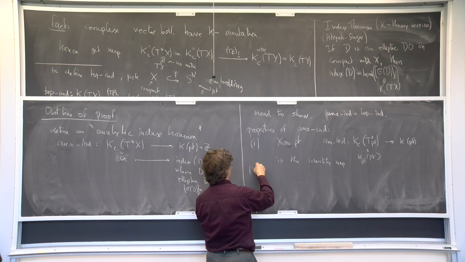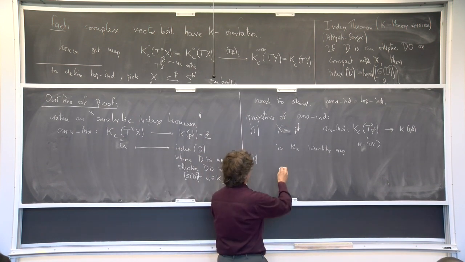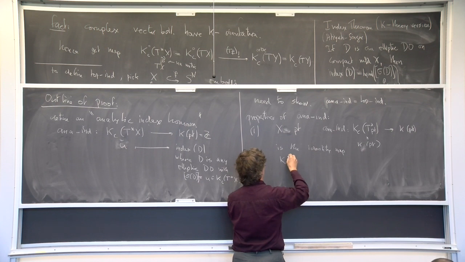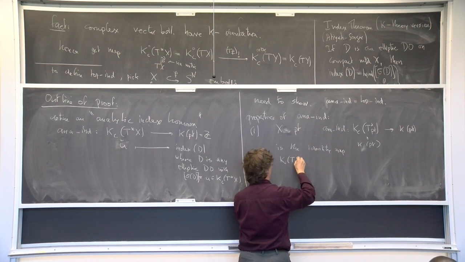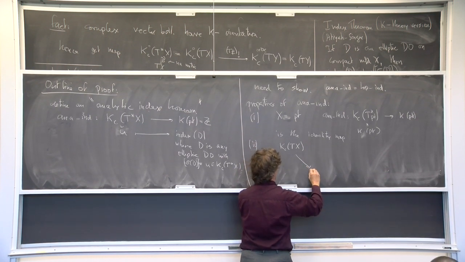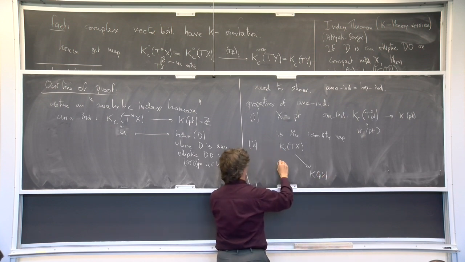Okay. The second property is really a tough one. So let me look at the analytic index map. So that's a map from the tangent bundle of your manifold X into K-theory of a point. That's the analytic index.